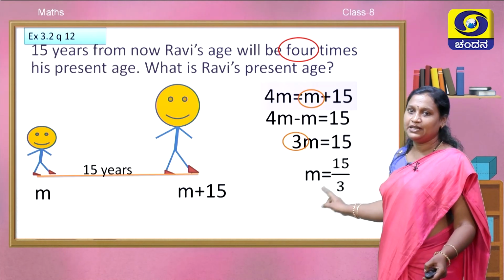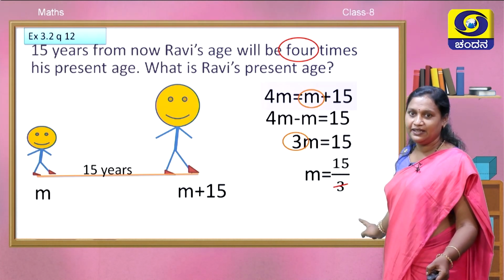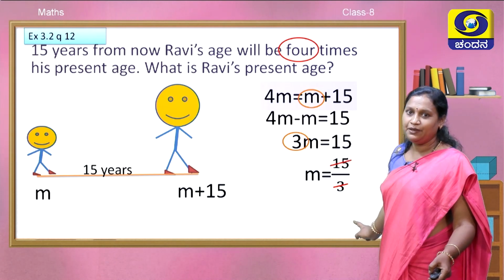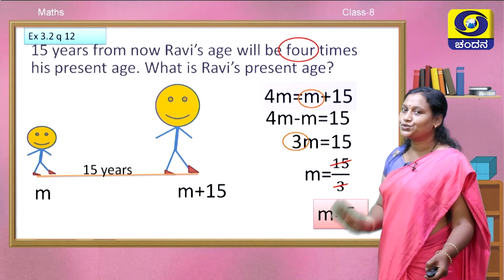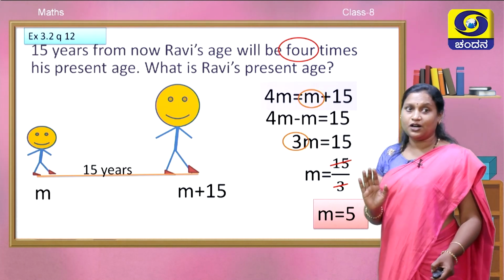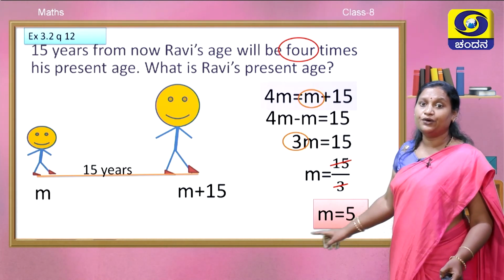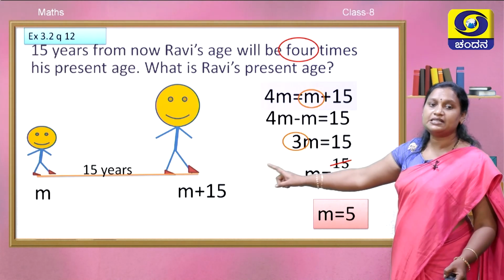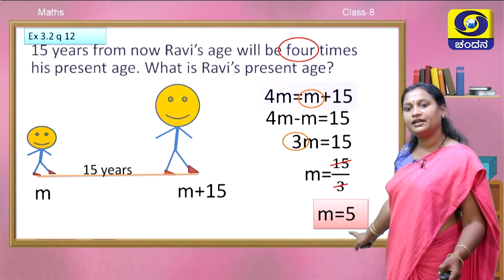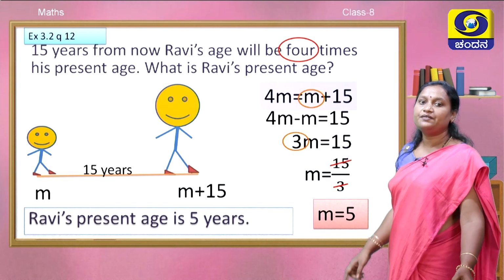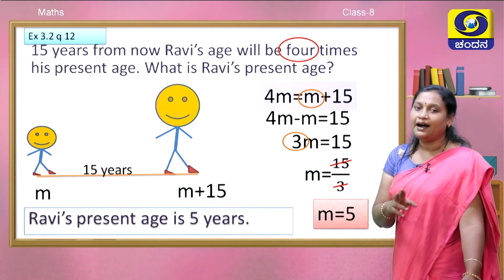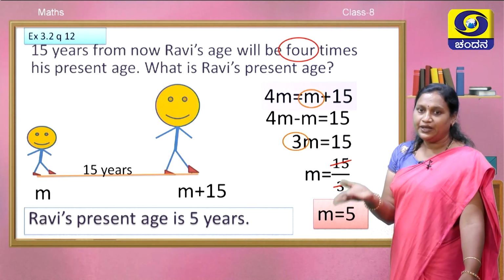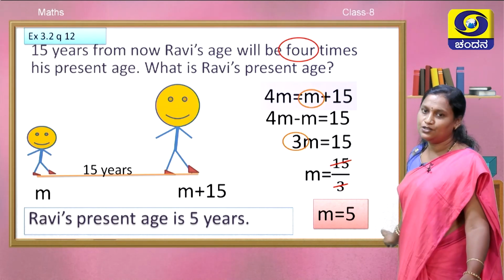So, m is equal to 15 by 3. If you simplify that, the value of m is 5. You should never stop at this stage, because they have not asked you the value of m, they have asked you Ravi's age. So, let me write it in terms of his age. Ravi's present age will be 5 years. If you even verify, after 15 years, he would be 20 years. So, 5 4s are 20.